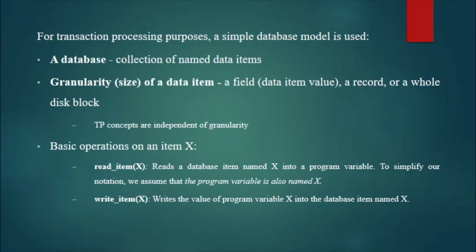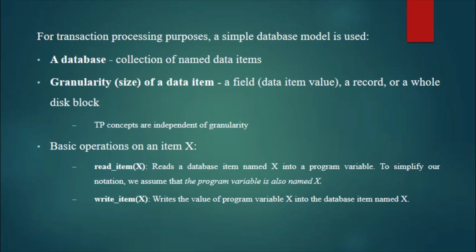Why? Because whatever the amount of data we want to transfer from source to destination or destination to source, the granularity is totally independent of the concepts for the transaction processing system. But basically the transaction processing system concentrates on the item X. What operations we are applying and what type of item X exists, that will matter.